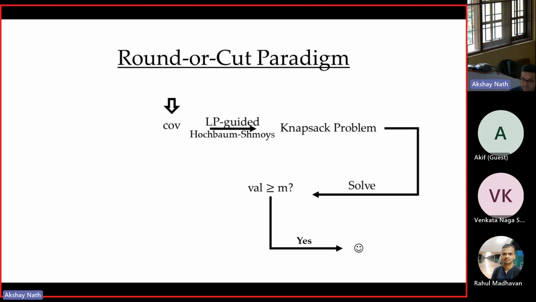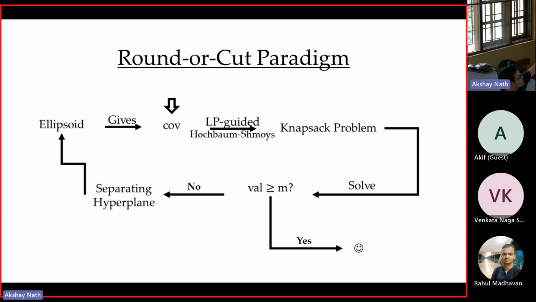If I solve the knapsack problem and I get total profit of at least m, yippee-yi-yay, I'm done, I got a 3-approximation. But if I don't, and this is the part which both of you asked about, I get a separating hyperplane. It's not clear, but if I could do this, then I can run it through ellipsoid. Ellipsoid will give me a new curve prime V, and I'll repeat. So this part is not clear, but suppose I could do this.